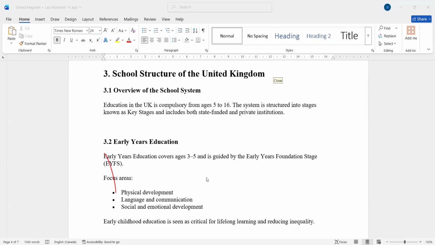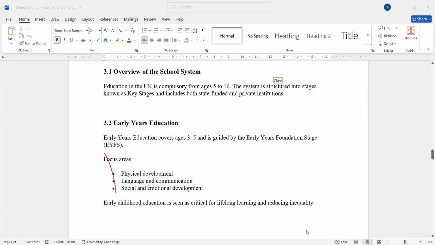Early childhood education is seen as critical for lifelong learning and reducing inequality. Right, so only now has our Sri Lankan education system realized the importance of early childhood education. So now they are going to initiate, in a common way, right? They are going to prepare a common curriculum.